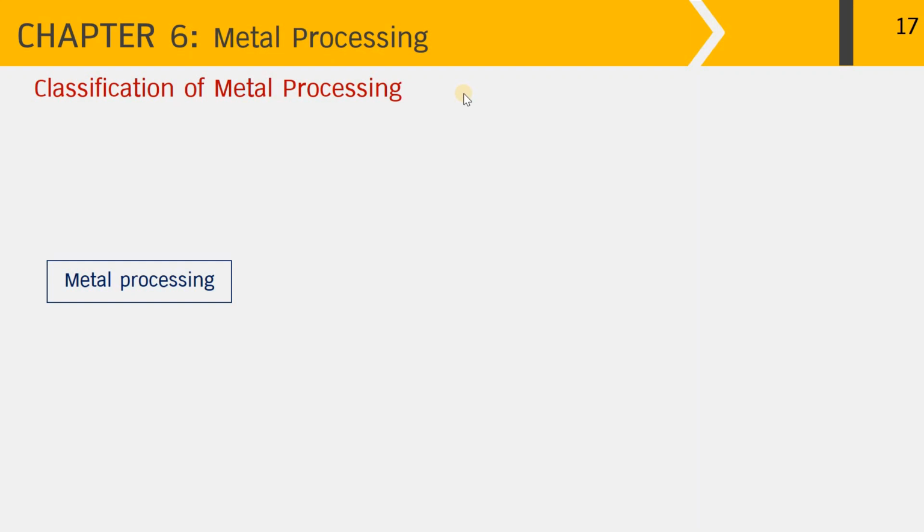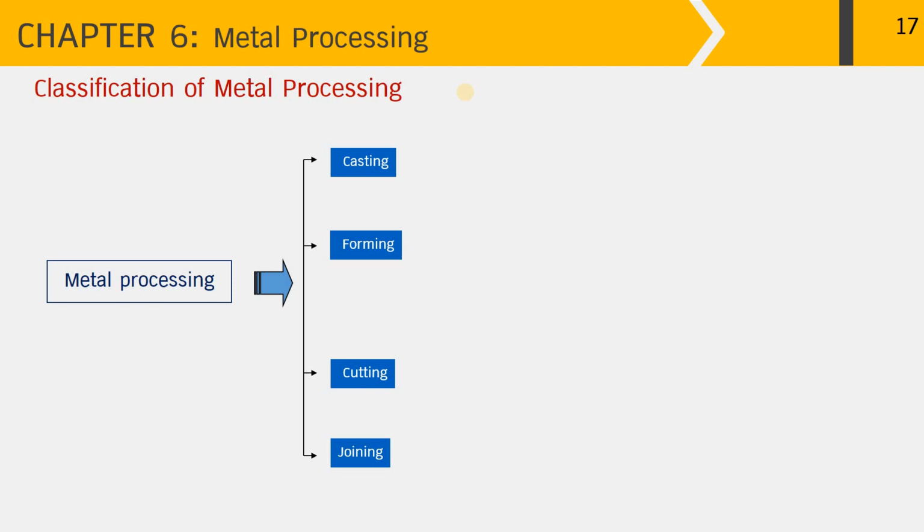Before we move on to the next topic, I would like to give you some ideas about the classification of metal processing. It is difficult to classify metal processing because there is a huge variety. It is based on the criteria that we are interested in. And today I would like to focus on four types of metal processing.